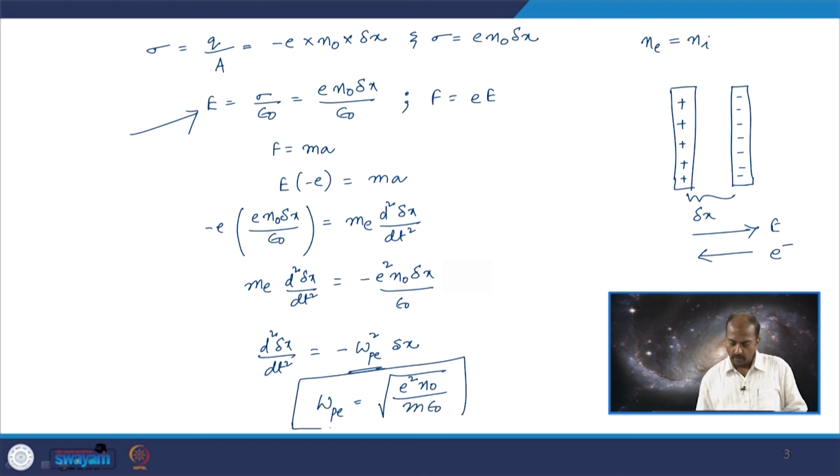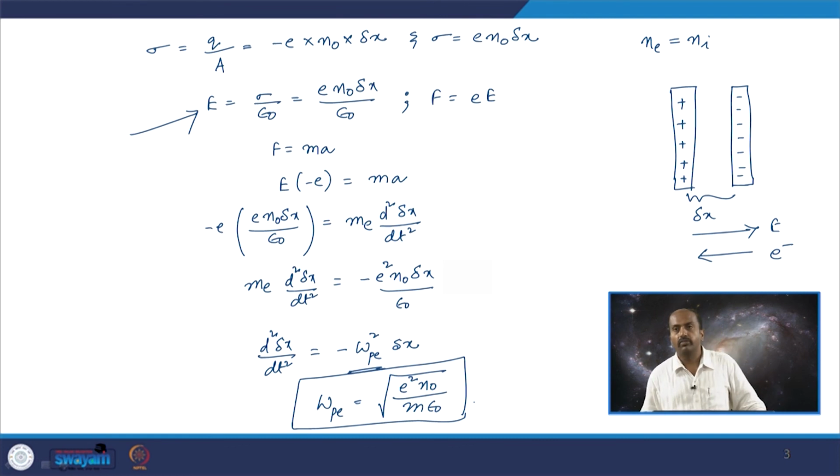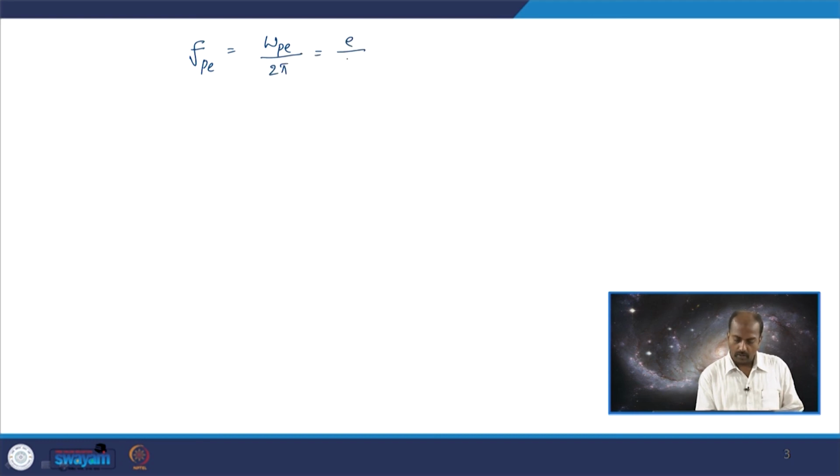So, if the particles are displaced and are executing something called a simple harmonic motion, the angular frequency of these motions should be of this order. Now, if you want to calculate the frequency, the electron plasma frequency is simply this, which is E by 2 pi into square root of n naught by m epsilon naught.